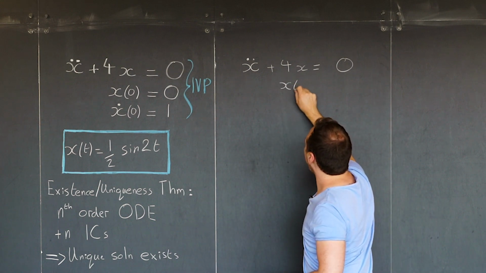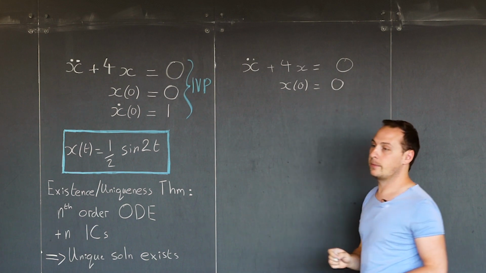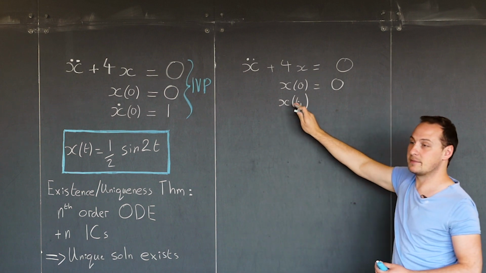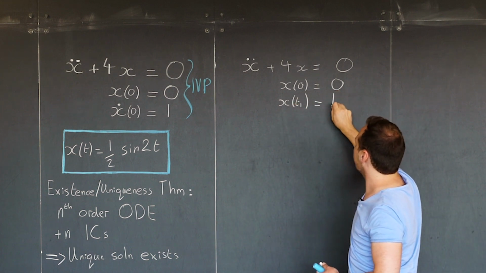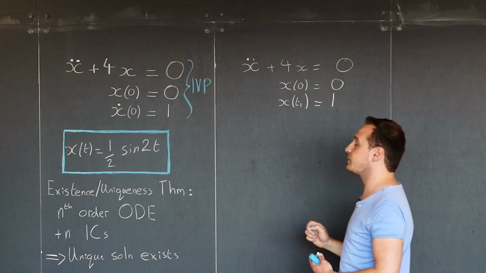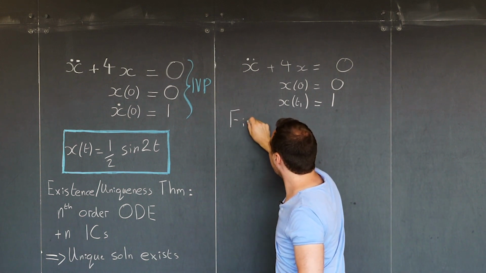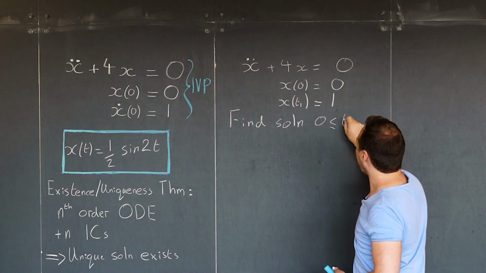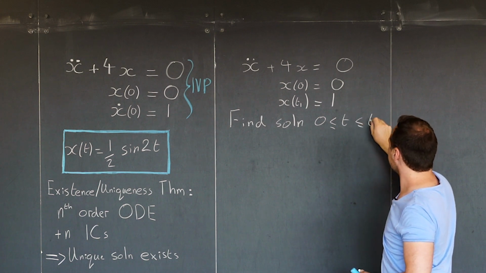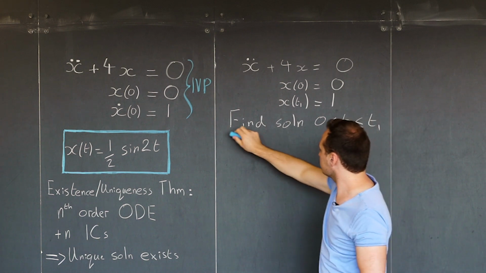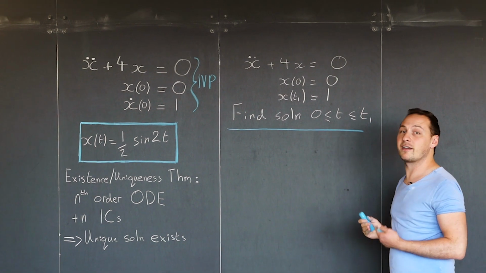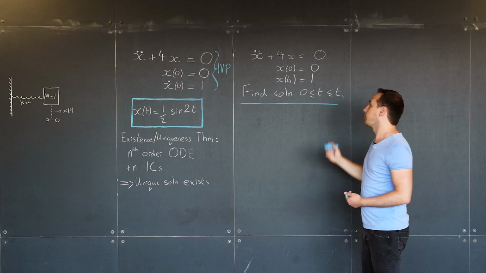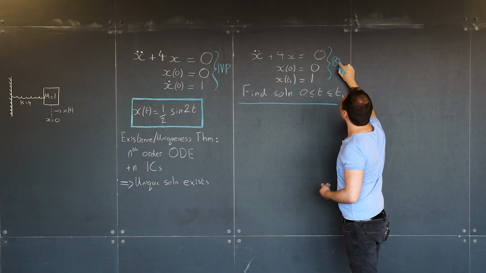We'll have a condition so that x at 0 is equal to 0, but we now have a different condition that says that our position at some later time t equals t1 is equal to 1. So we now want to find the solution to this problem on a time interval where t goes between 0 and this later time t1. Because we're specifying the conditions at the ends of our time interval, this is known as a boundary value problem, or a BVP for short.